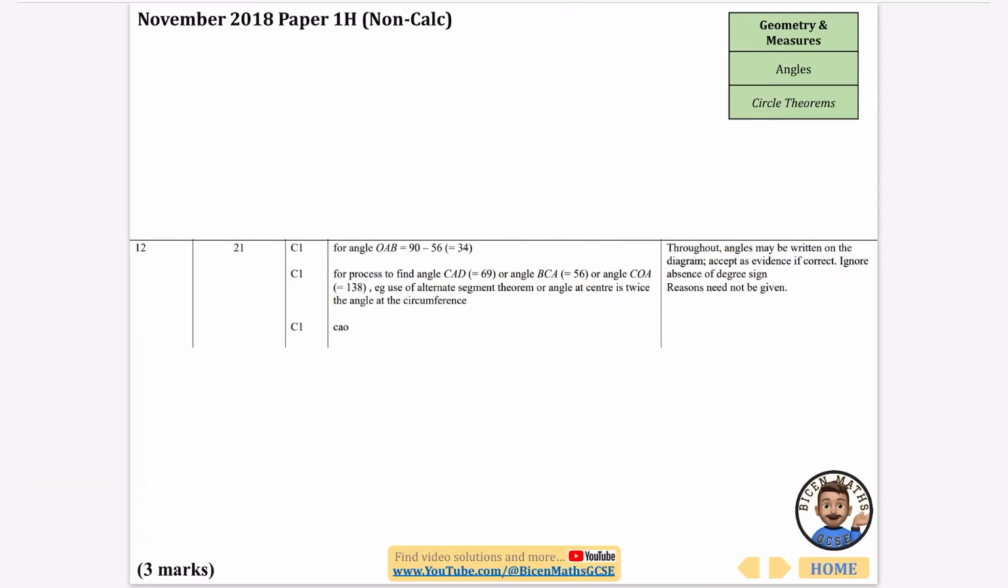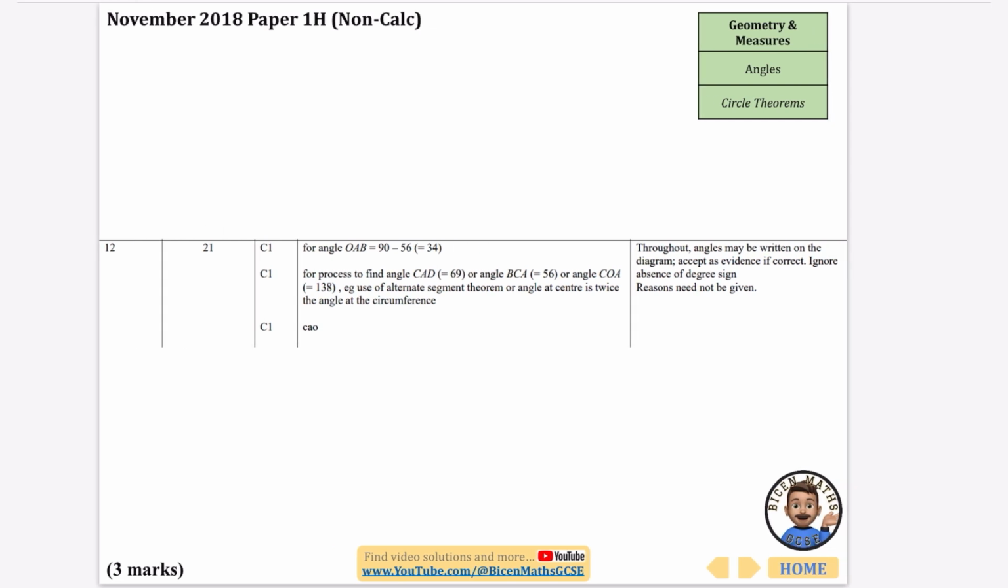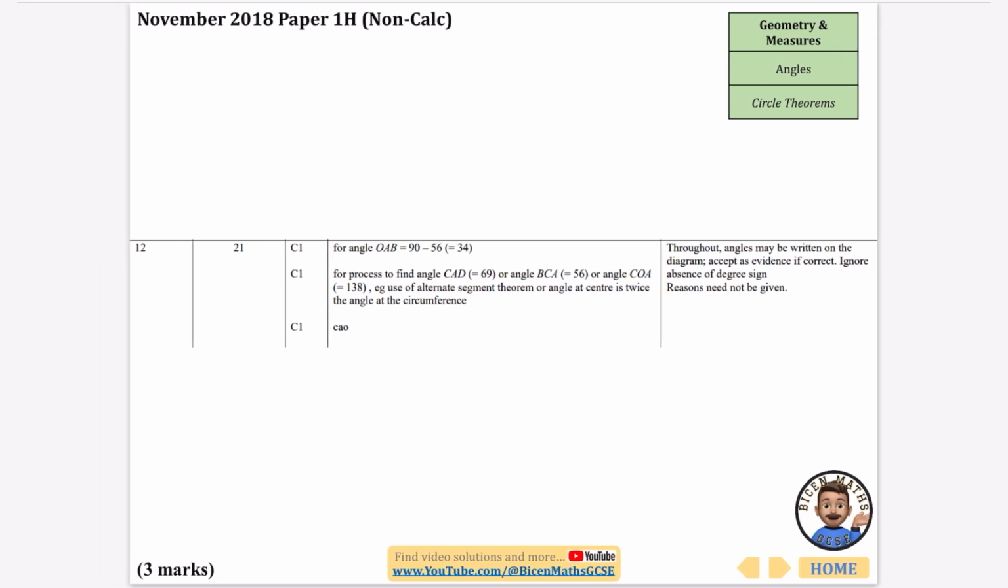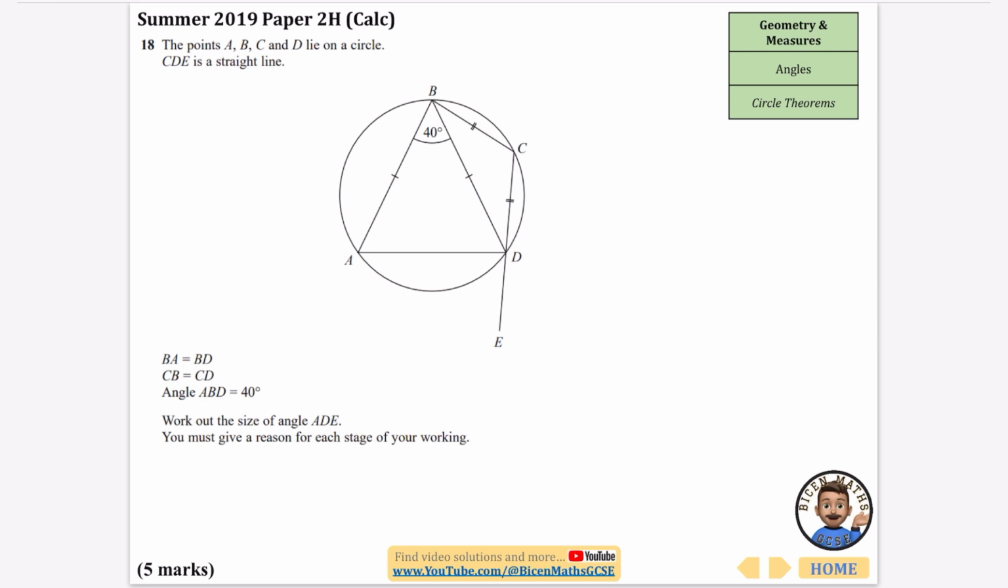Let's double check we've got this right. So we've got 21 degrees and absolutely no reasons were needed to give for this. It says reasons do not need to be given, so I wouldn't give them. Okay, we have the points A, B, C and D lying on a circle. CDE is a straight line. It is not a tangent, so we will not be reusing that rule.